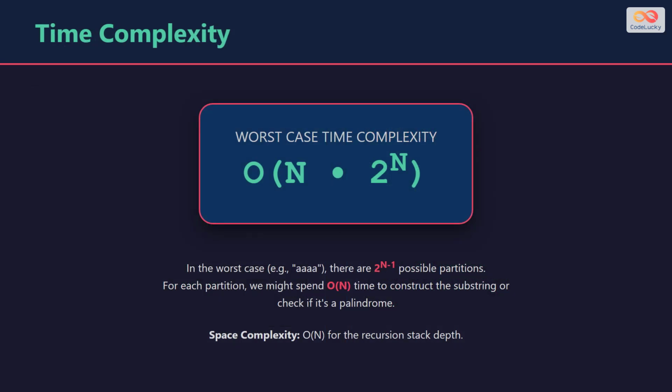Let's talk about performance. The time complexity is big O of n times 2 raised to the power of n. This is exponential. Why? Because in the worst case, like a string of all identical letters, every possible cut yields a palindrome, creating a massive number of combinations. The factor of n comes from the time it takes to create the substring and check if it is a palindrome. The space complexity is big O of n, which is the depth of our recursion stack.